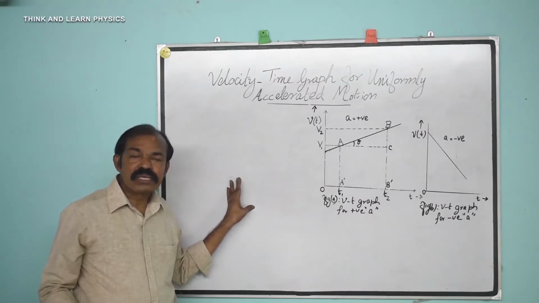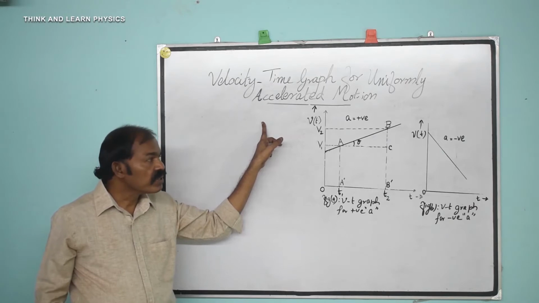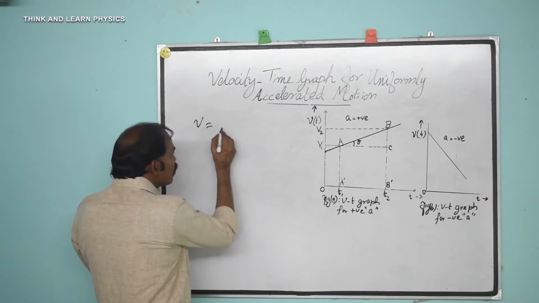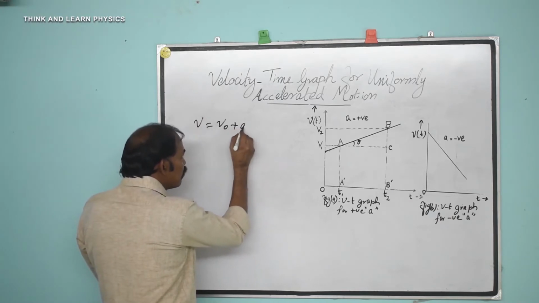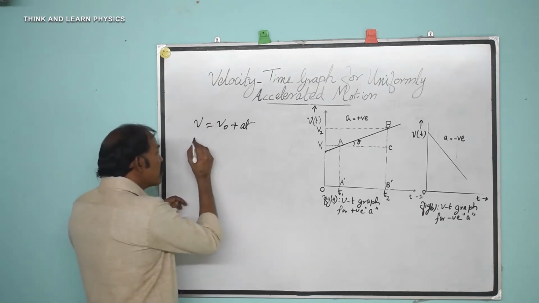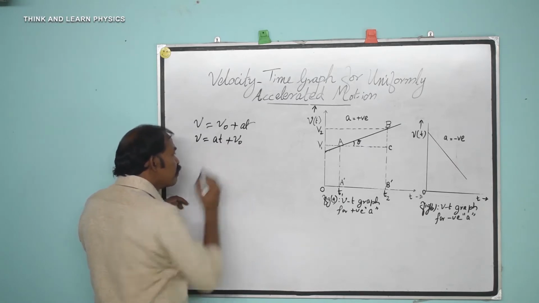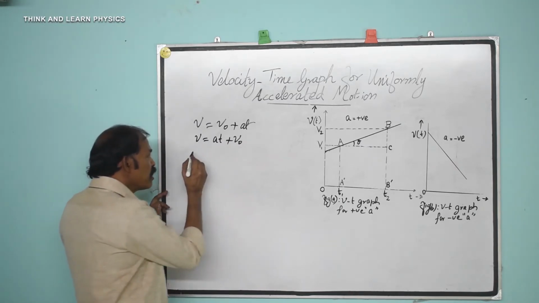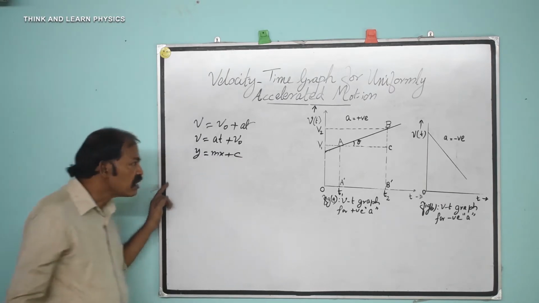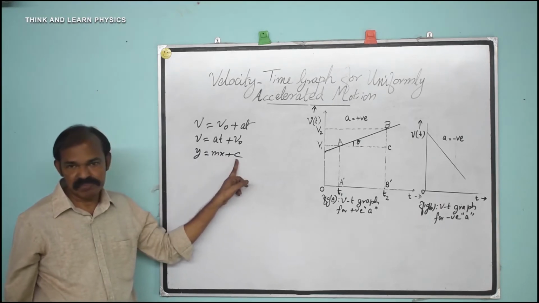Now we are going to study the velocity time graph for uniformly accelerated motion. We have the equation for velocity as v equals v0 plus at, or vt equals v0 plus at. This equation can be written in the form v is equal to at plus v0. This equation is comparable with y is equal to mx plus c, the equation of a straight line having a slope m and y-intercept c.